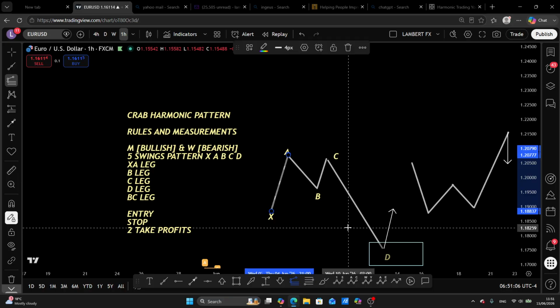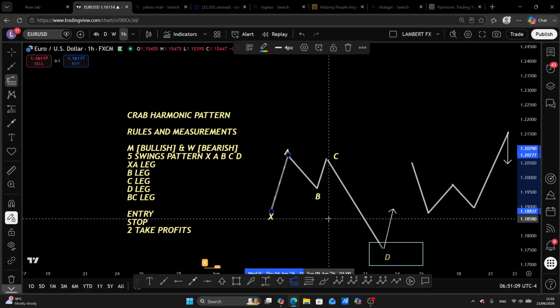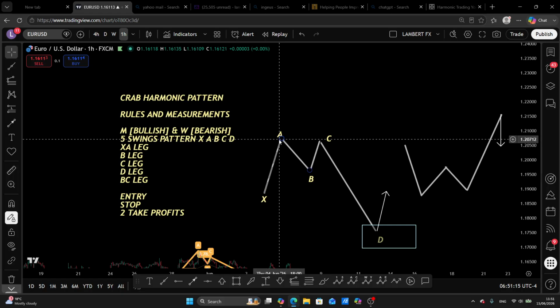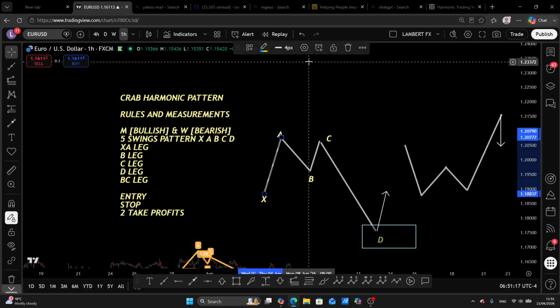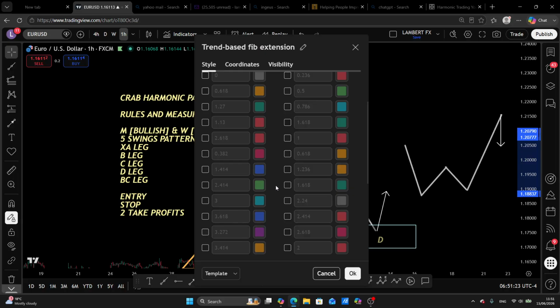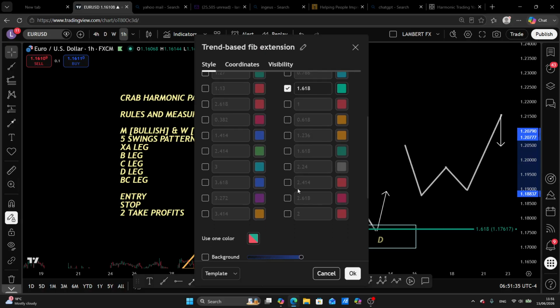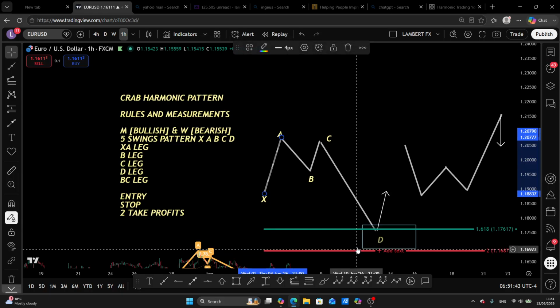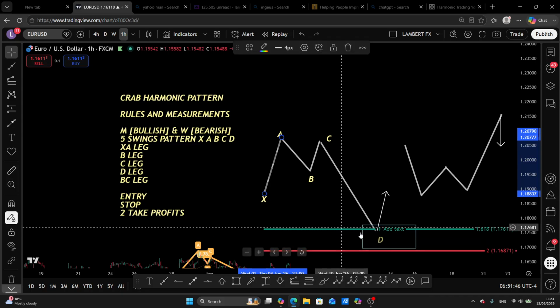For D, you need two numbers. So what I'll do is I'll click on that fib. This is a blank fib. The two numbers you need for your D leg are 1.618 and 2.0. These are the two numbers you need to know where your D would finish.